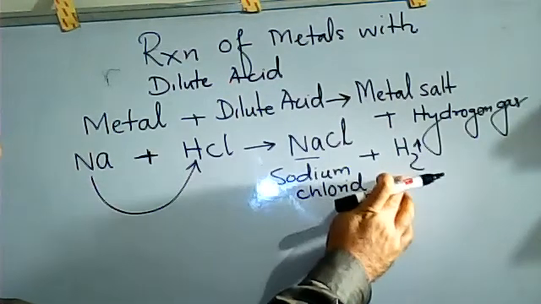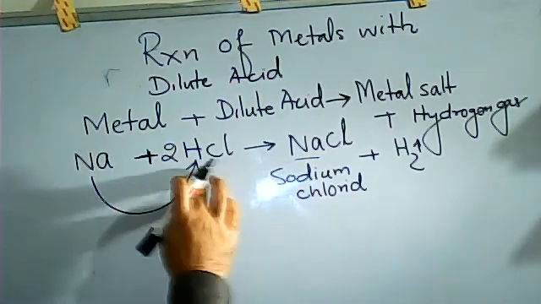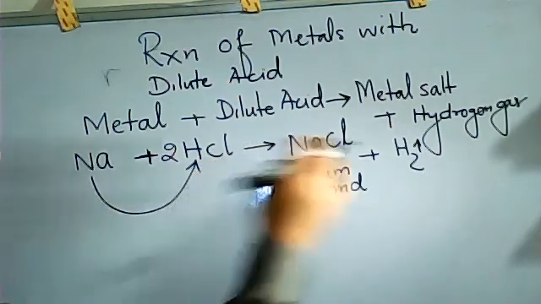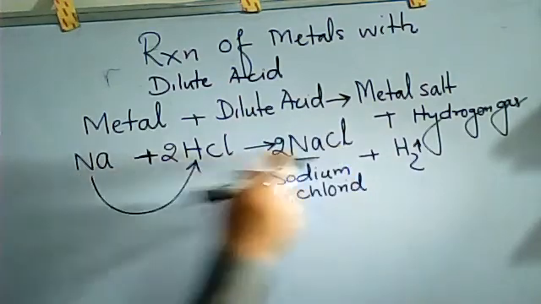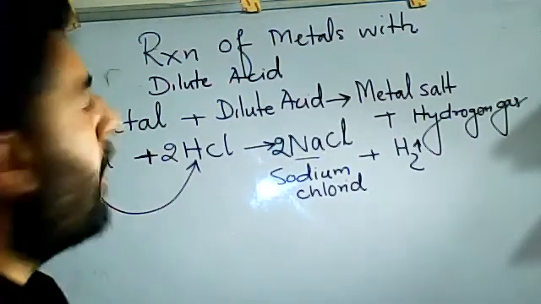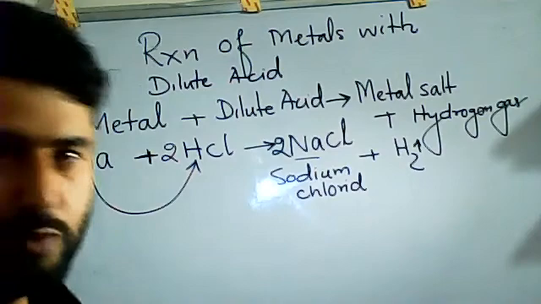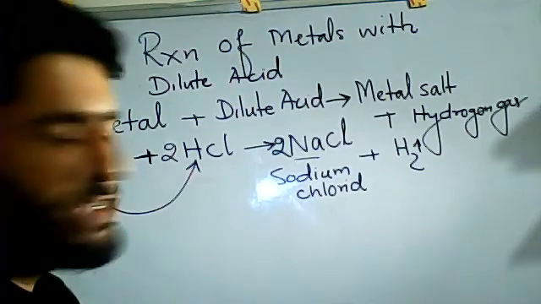We'll see on the right hand side there are two hydrogen, and on the left hand side we'll write here 2. So our hydrogen is balanced, but chlorine becomes 2. Here we have only 1 chlorine, so we'll write 2 here. Now we have 2 sodium, so we have to write twice sodium. So the statement can be that 2 atoms of sodium react with 2 molecules of dilute hydrochloric acid to form 2 molecules of sodium chloride, and there is liberation of a hydrogen gas molecule.